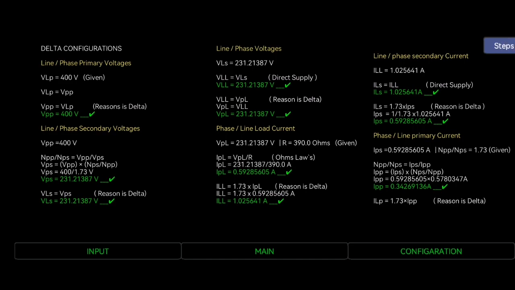Then we're going to multiply by √3, which is the same as 1.73. Reason is delta. Then this is the final current. So this is the step that you have to take before you got to the answer. That's it.